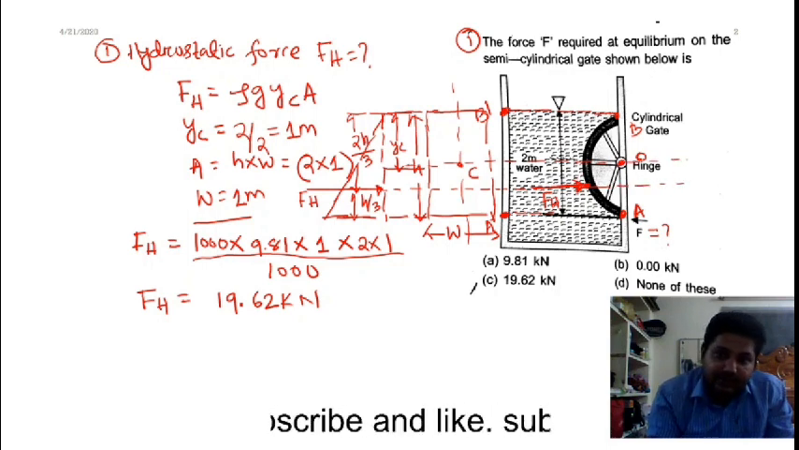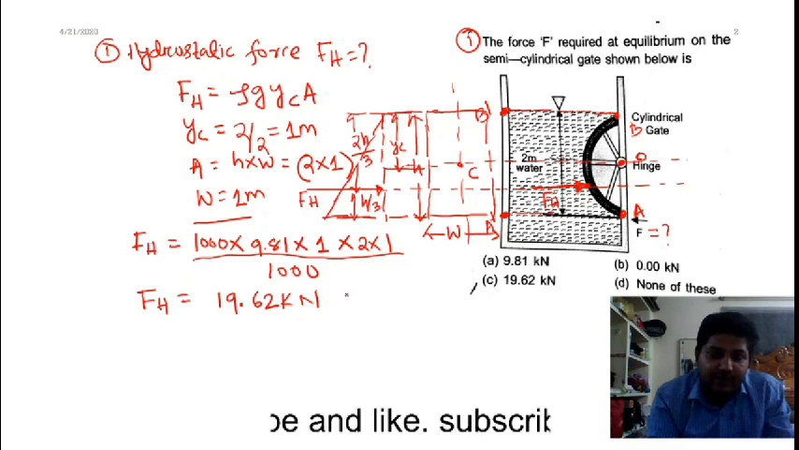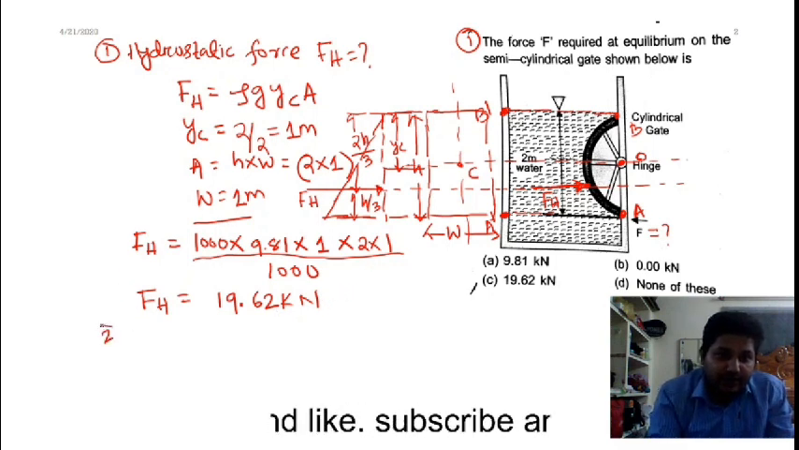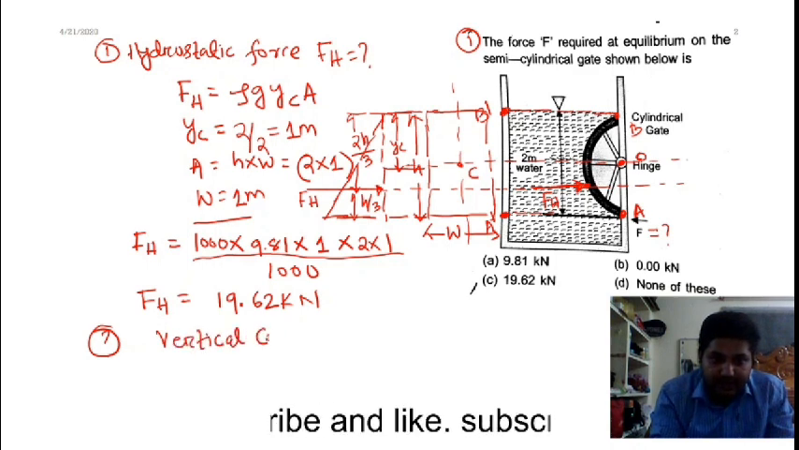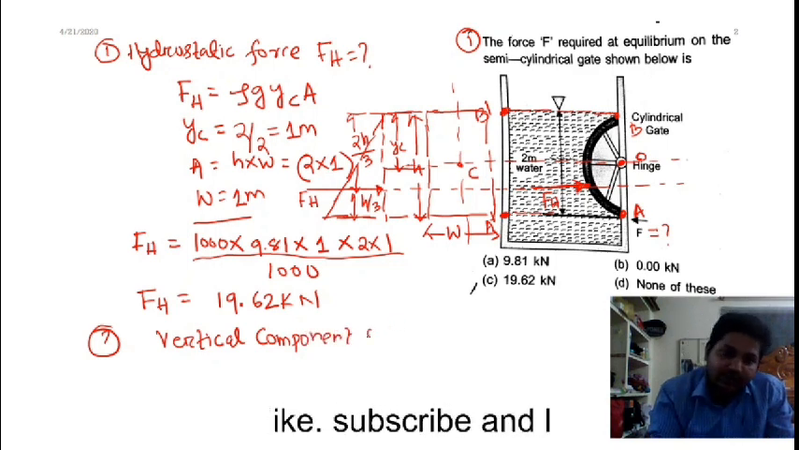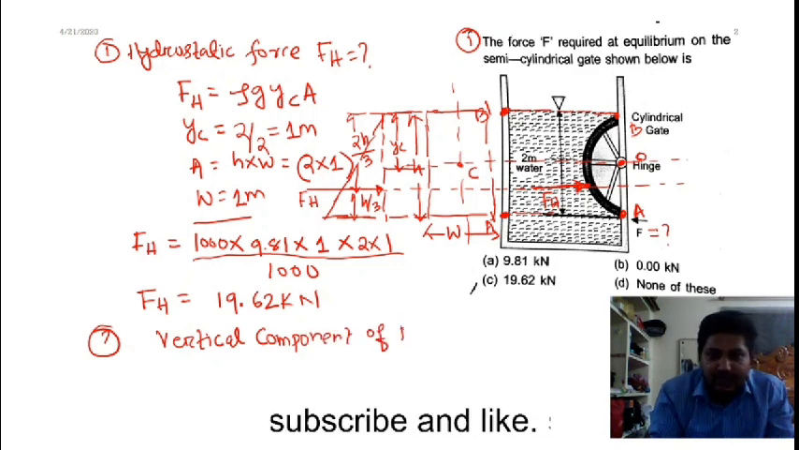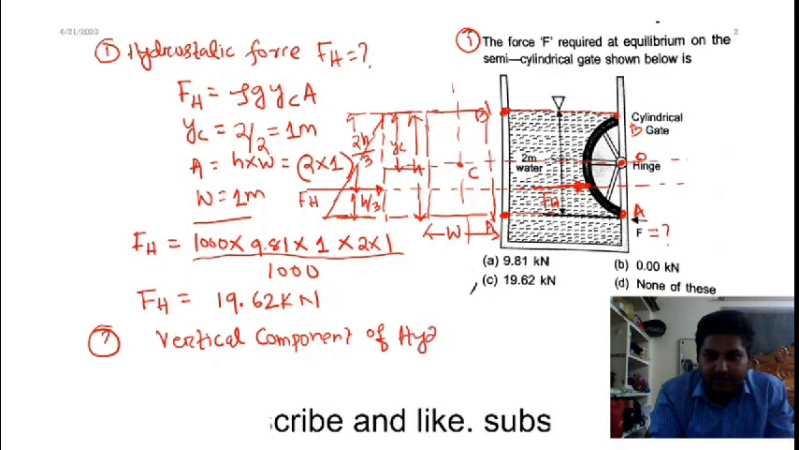And now we have to find the vertical component of the hydrostatic force.